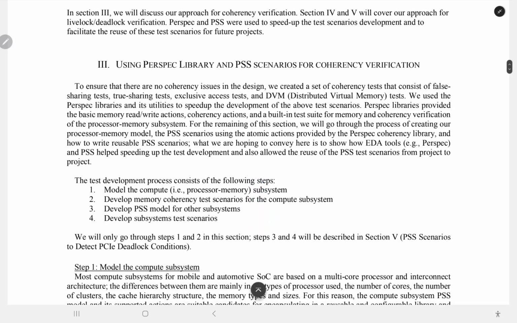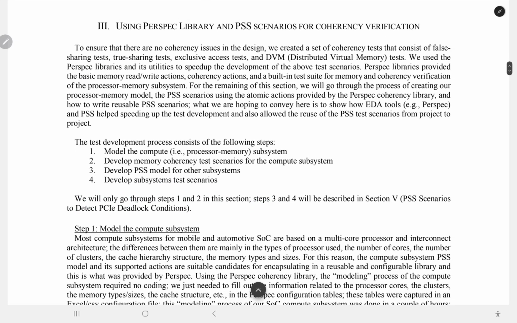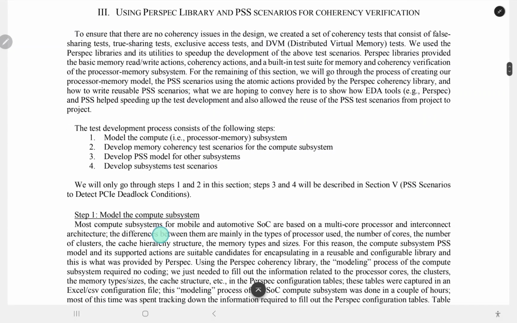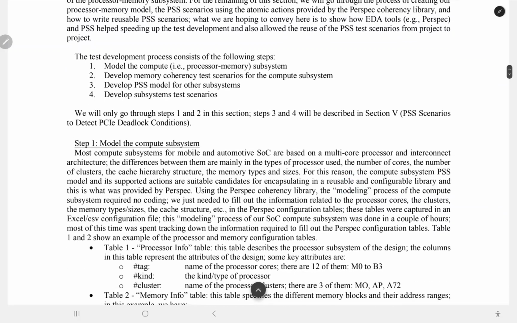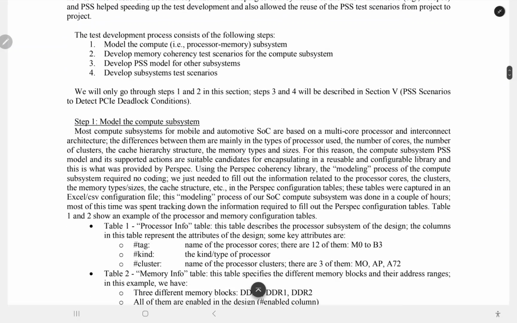The test development process consists of the following steps. One, model the compute processor memory subsystem. Two, develop memory coherency test scenarios for the compute subsystem. Three, develop a PSS model for the other subsystems. Four, develop the subsystem test scenarios. We will only go through steps 1 and 2 in this section. Steps 3 and 4 will be described in Section 4, PSS scenarios to detect PCIe deadlock condition. Step 1. Model the compute subsystem.